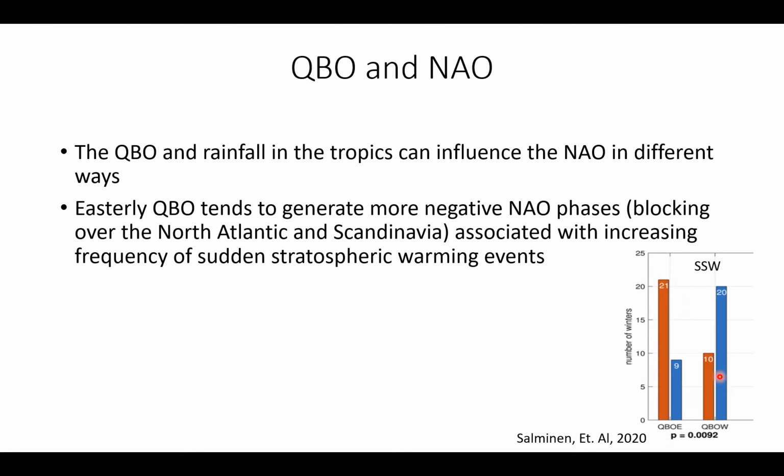By the way, these blue bars indicate non-sudden stratospheric warming winters. Okay? So that's a big difference: 21 versus 10. QBO easterly phase 21, QBO westerly phase 10 sudden stratospheric warming events.